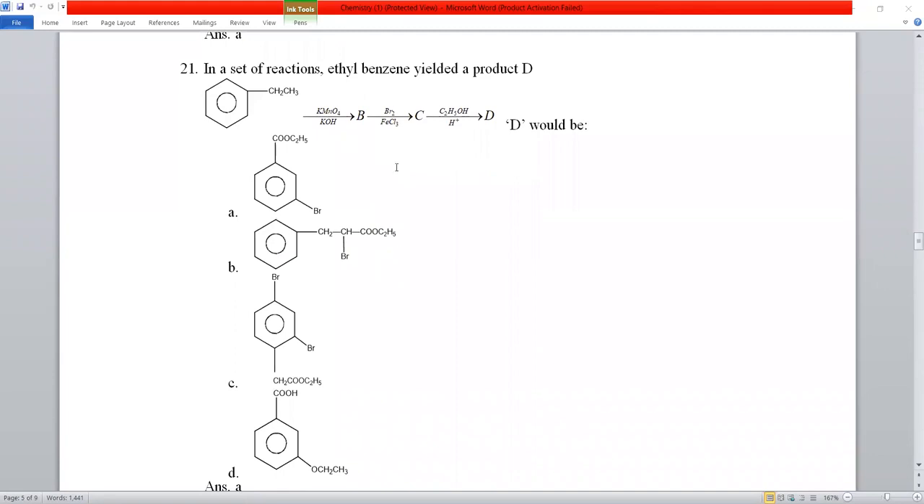Question number 21. In a set of reactions, ethyl benzene yielded the product. So it is a strong oxidizing agent. This is a benzylic position with at least one alpha hydrogen. On strong oxidation, B will be a carboxylic acid. At least one alpha hydrogen is required; then immediately that undergoes oxidation and we get a carboxylic acid. This is the B compound.